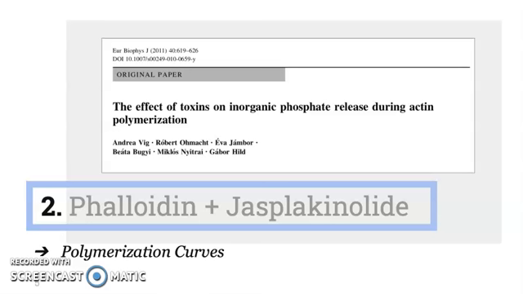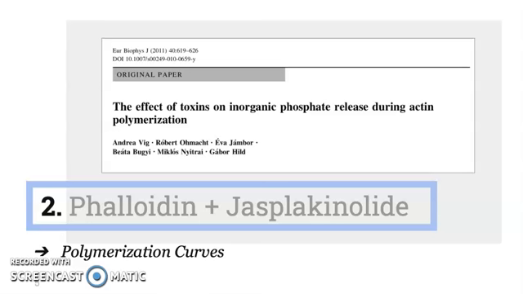Phalloidin, which is a cyclic peptide from Amanita phalloides, can bind tightly to F-actin. It stabilizes the structure of F-actin by reducing the dissociation rate of the monomers from the actin filaments. It has an equilibrium constant of 36 nanomolar.